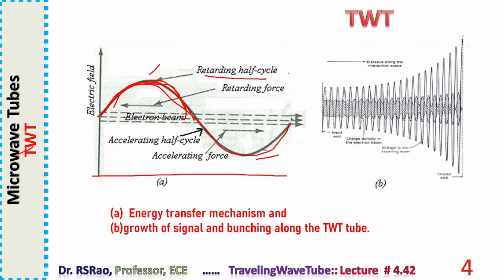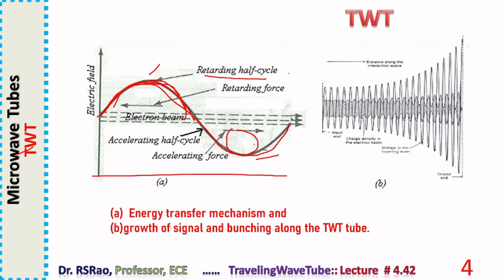It keeps on getting retarded by one half cycle of the axial field and keeps on delivering energy to the axial signal. If we consider the electrons that exist in the accelerating half cycle, as already mentioned, as electrons get acceleration from the field, they move with higher velocities, they cross this half cycle quickly and then enter into the retarding half cycle. Net result is very few electrons in the accelerating half cycle. Electron concentration in this half cycle keeps on decreasing. It may become almost nil by the time this frame reaches the other end.